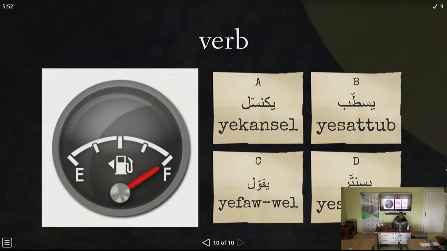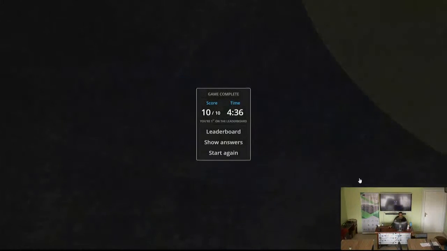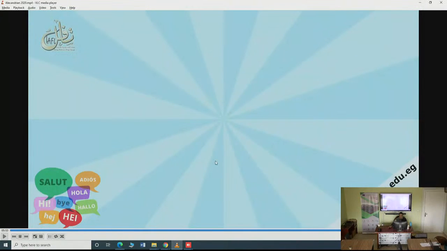Okay, and what is the verb that we can use here? Okay, so for having a full tank, in Egyptian Arabic we use the verb يفول. Yeah, for sure you will be smarter than me and you will answer it in a very short time if you're learners of Arabic.